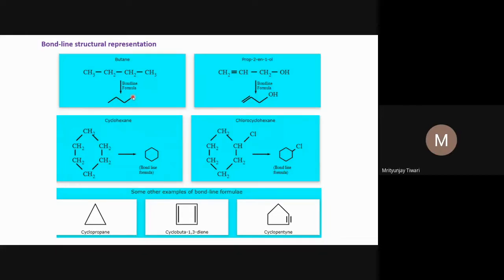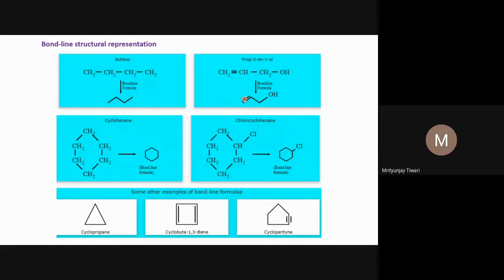Another important point that we have to take care of is the heteroatoms. Whenever heteroatoms occur, we show those heteroatoms even in the bond line structural formula. For example, you see here the OH group is shown. Even if it is CHO, that CHO group will be shown, the functional group will be shown.